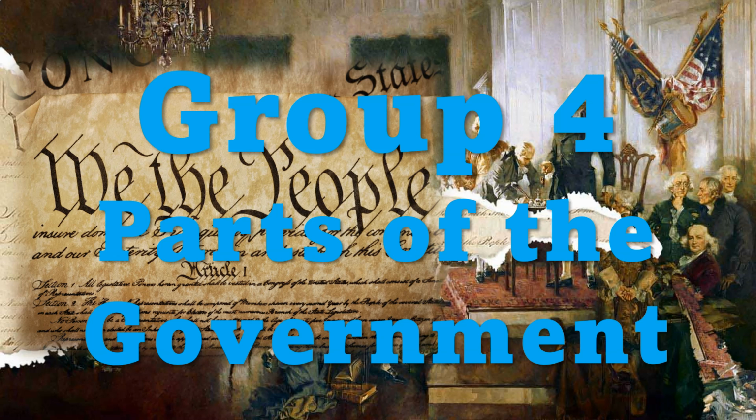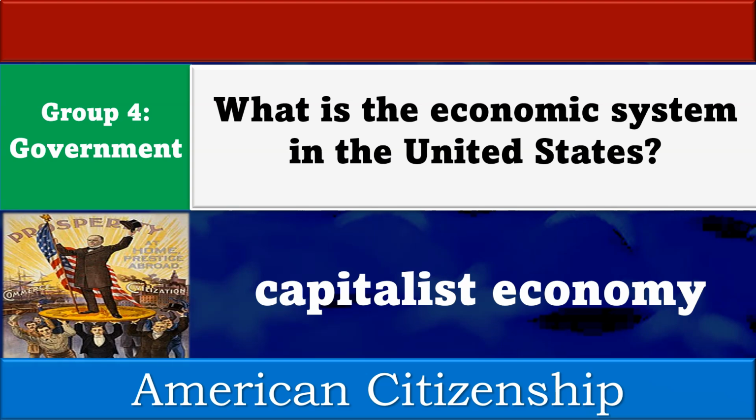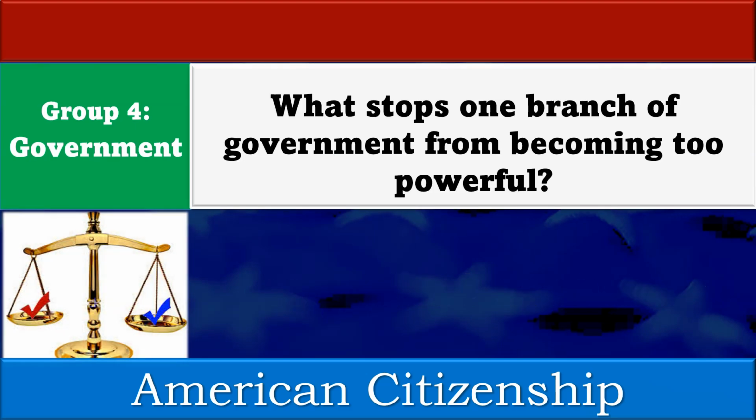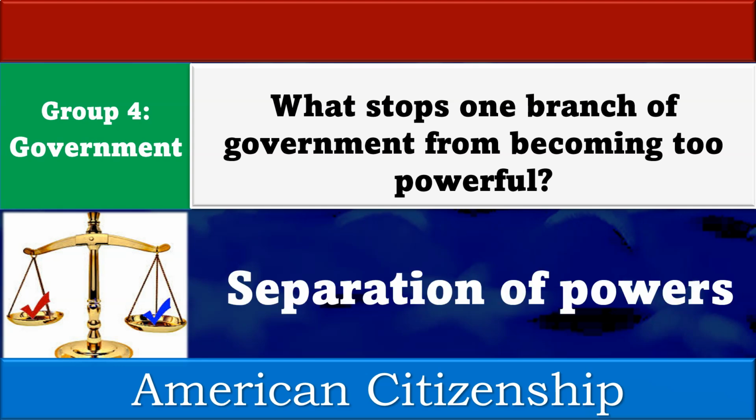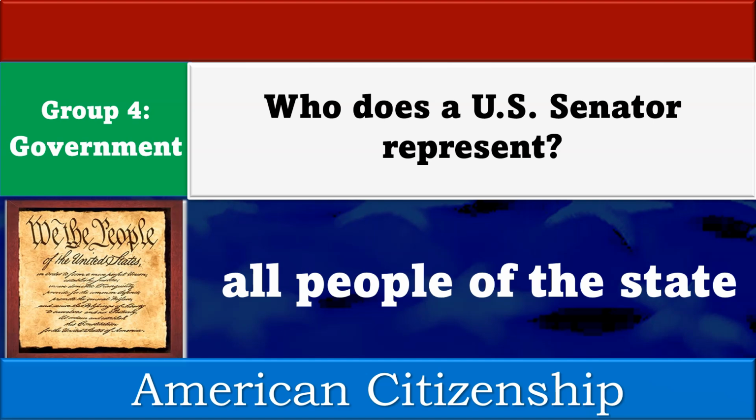Now let's continue to group number 4. This group has to do with parts of the government of the United States. What is the economic system in the United States? Capitalist economy. What stops one branch of government from becoming too powerful? Separation of powers. Who does a U.S. senator represent? All people of the state.